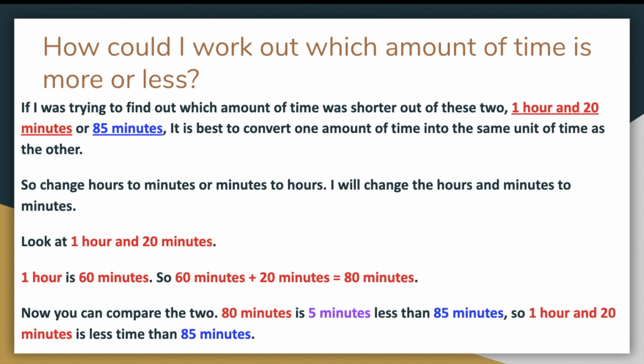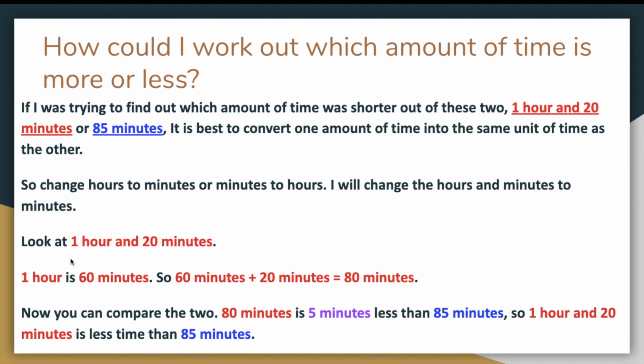How would I work out which amount of time is more or less? If I was trying to find out which amount of time was shorter out of these two, 1 hour and 20 minutes or 85 minutes, it is best to convert one amount of time into the same unit of time as the other. So, change hours to minutes or minutes to hours. I'll change the hours and minutes to minutes only. So the 1 hour and 20 minutes I'll change into just minutes.